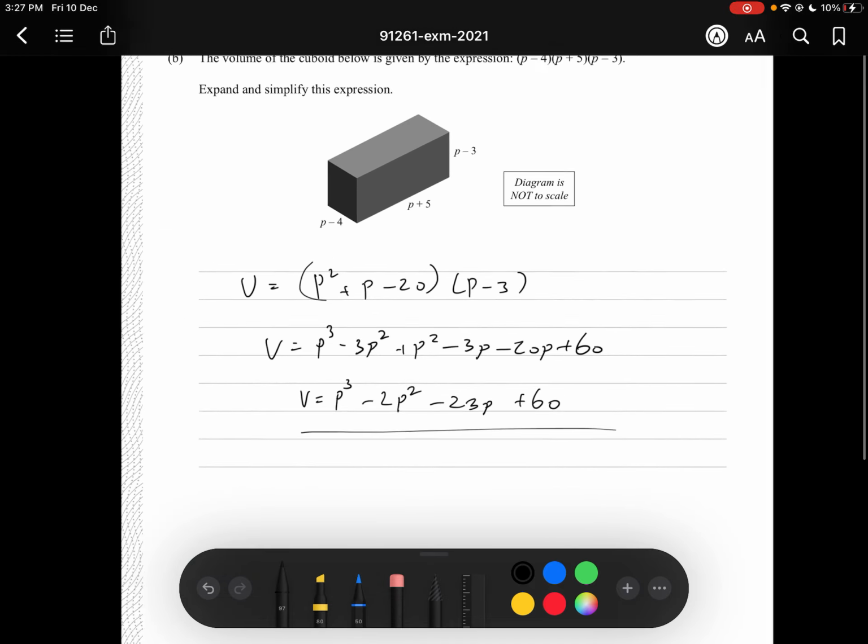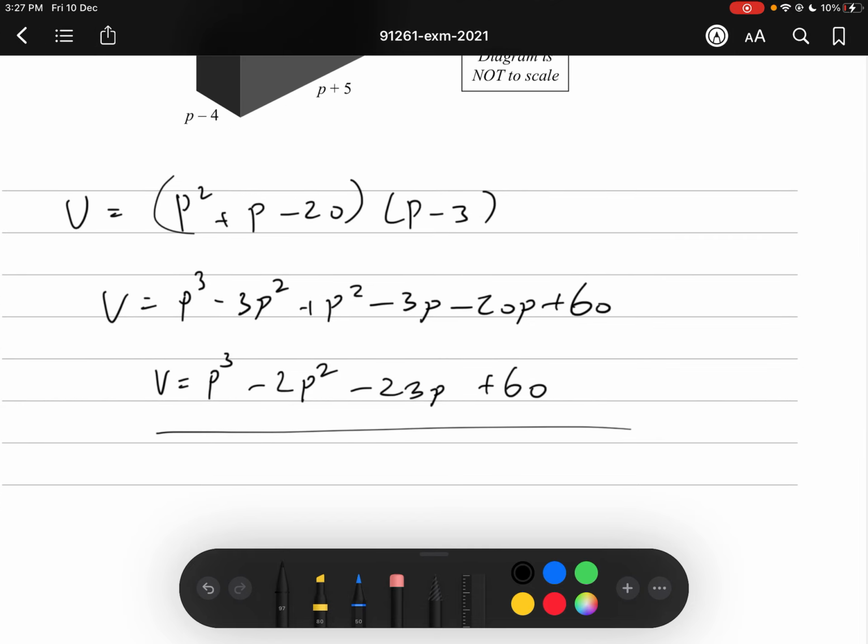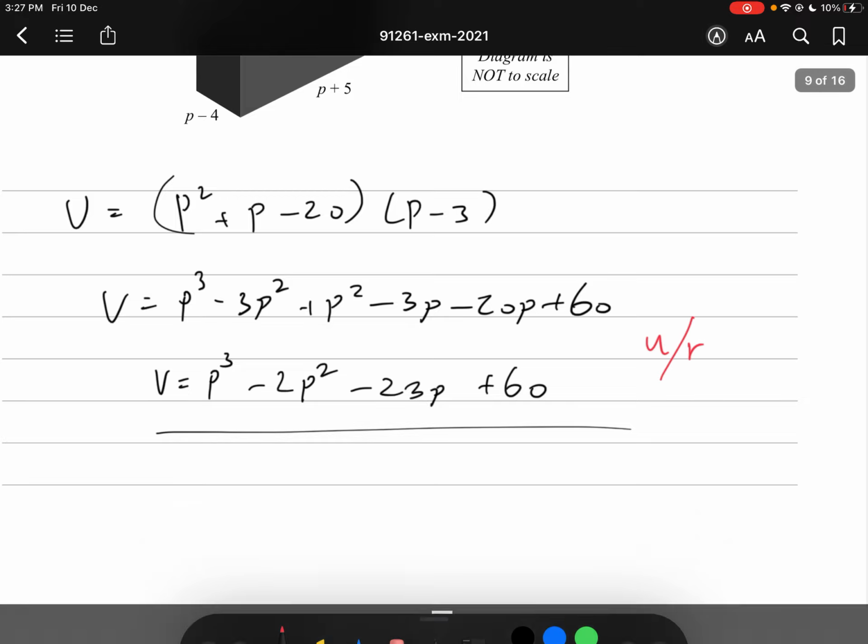Okay, we've expanded and simplified this expression. And this could just be an achieved or merit level grade, but I'm not 100% sure. I'm just going to leave it as that.